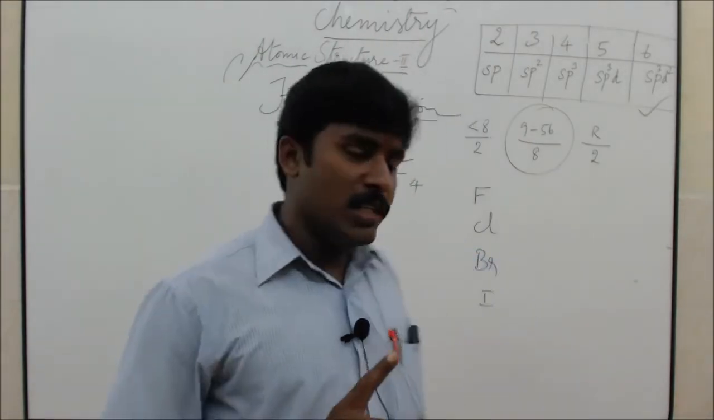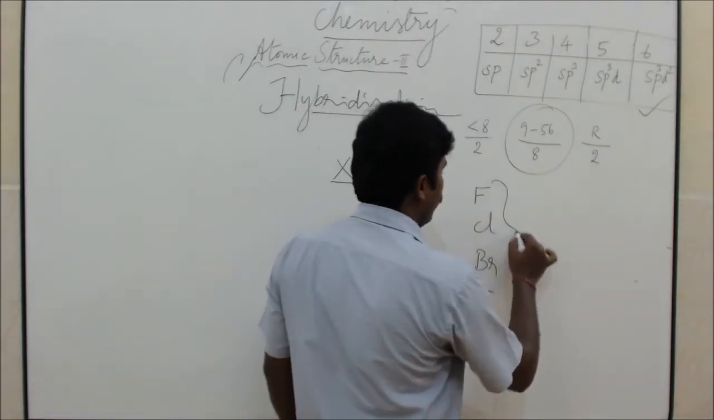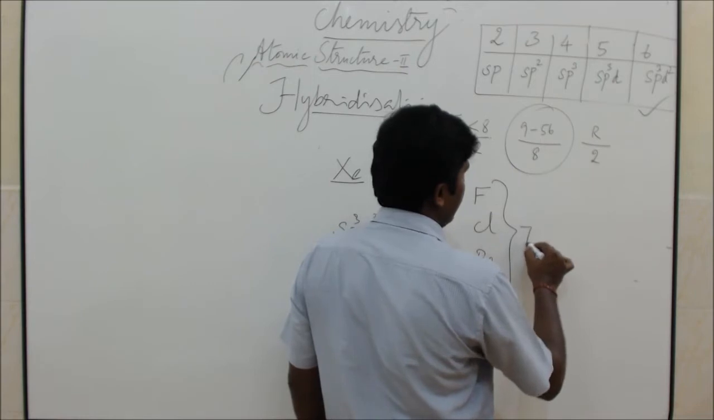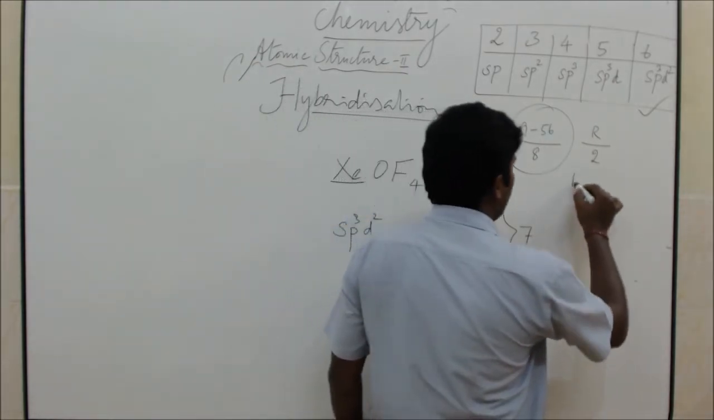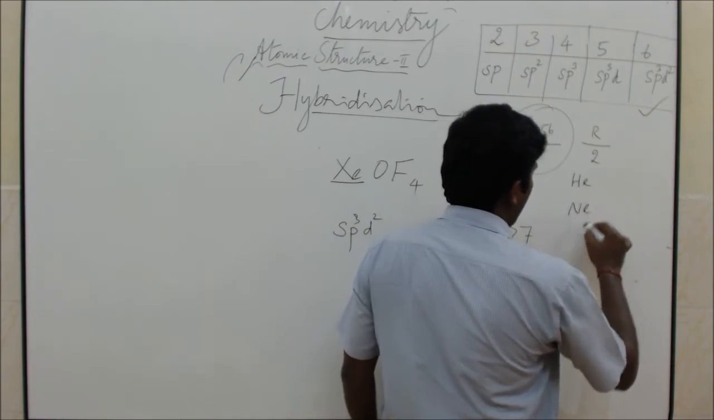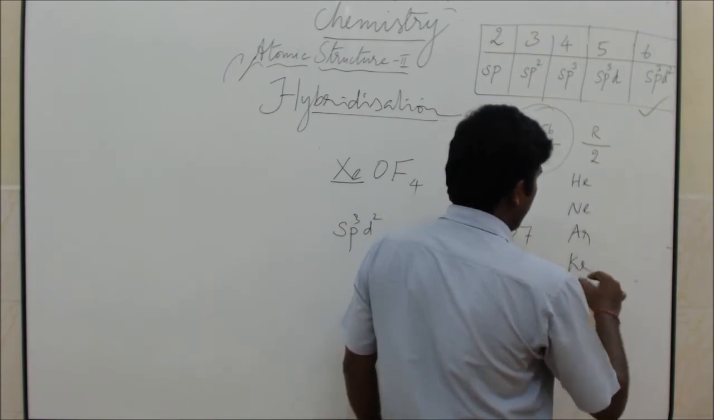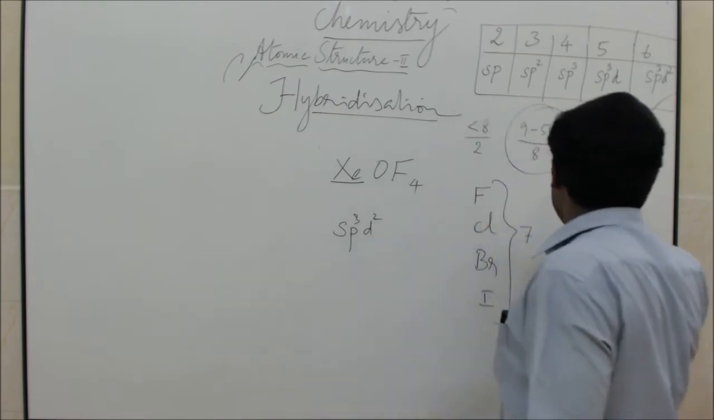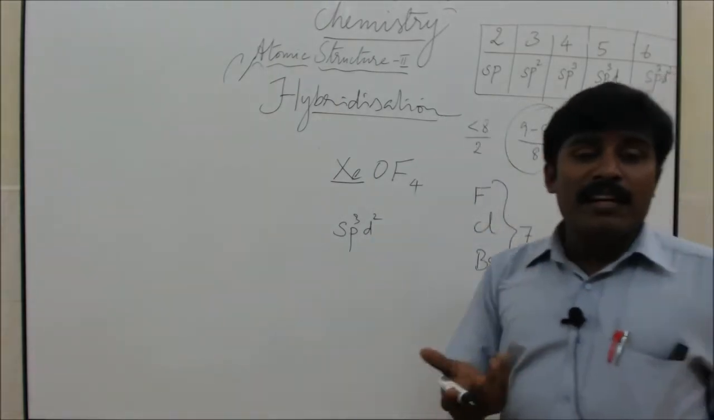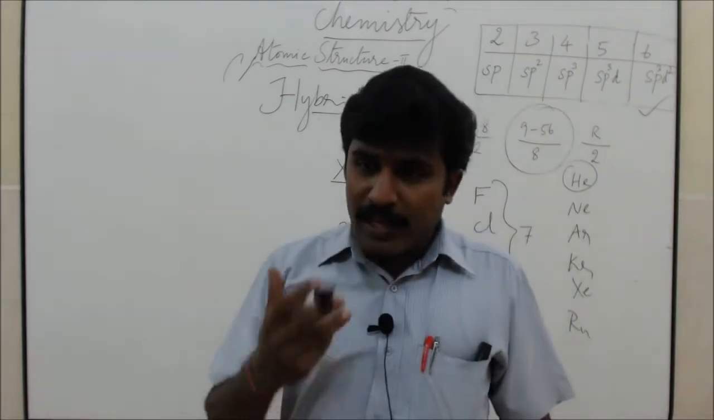Only these 4 things, only halogens: fluorine, chlorine, bromine, iodine, all with 7 valence electrons. Like inert gases, all inert gases: helium, neon, argon, krypton, xenon, radon. All inert gases except helium, because it's a doublet. Its atomic number itself is only 2, so it contains only 2 electrons.